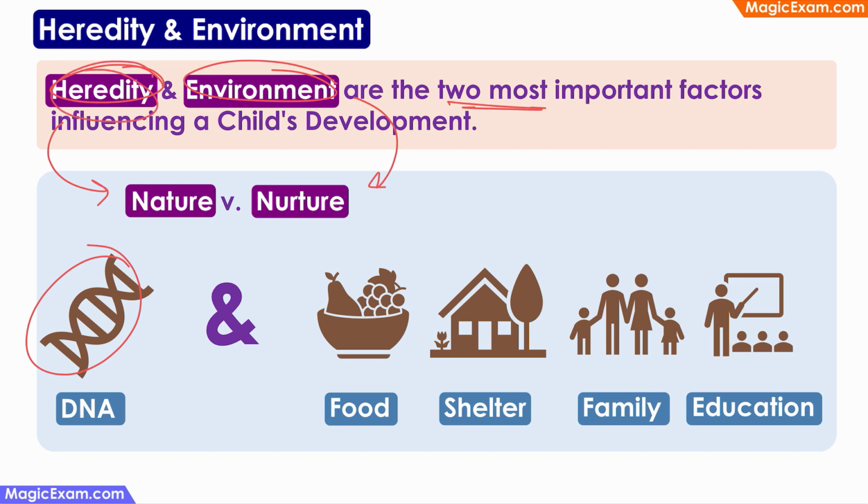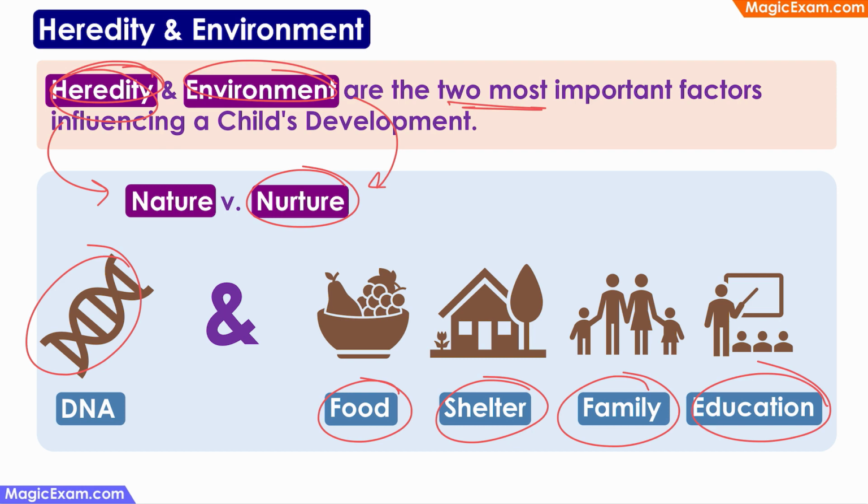And environmental factors, which is nurture, is the type of environment that the child is brought up in. It might be the type of food the child is getting, the shelter, the family environment, the type of education that the child is getting. So these two factors, nature and nurture, that is heredity and environment, interact with each other to affect all the types of development in a child.